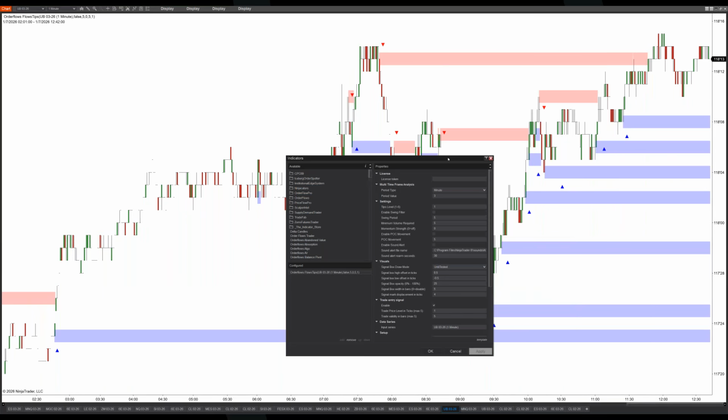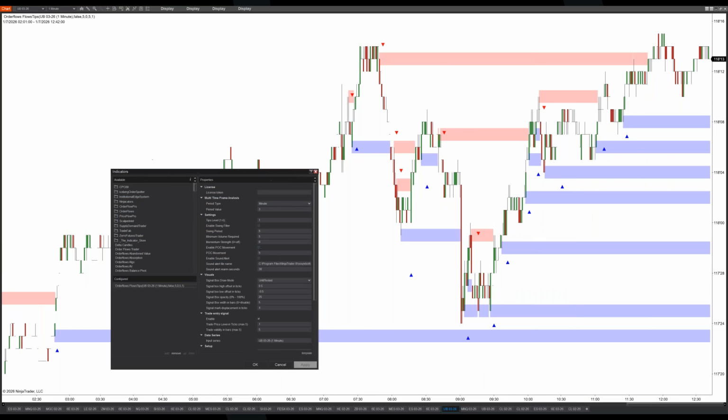Okay, so you see obviously more signals. But it all comes down to refining and finding your sweet spot. Okay, maybe you want to have some POC movement. Start at 1, right?